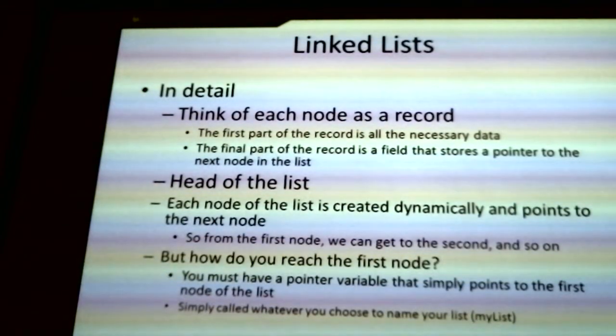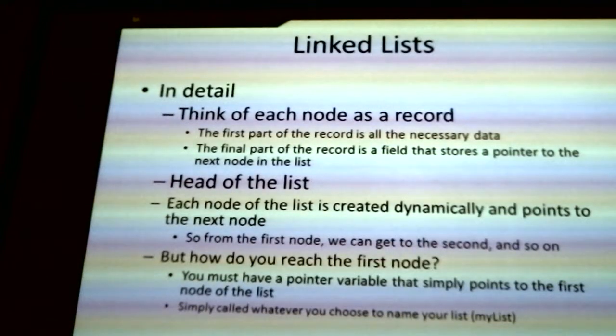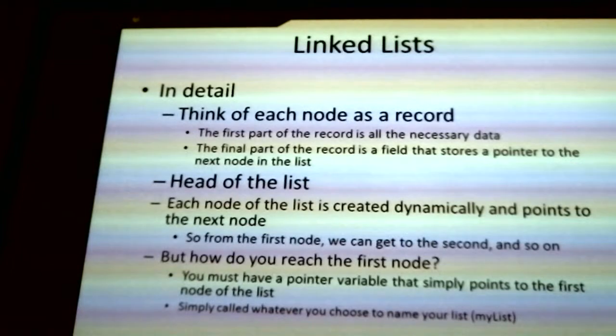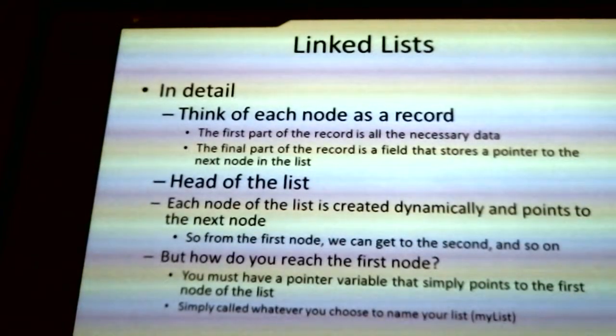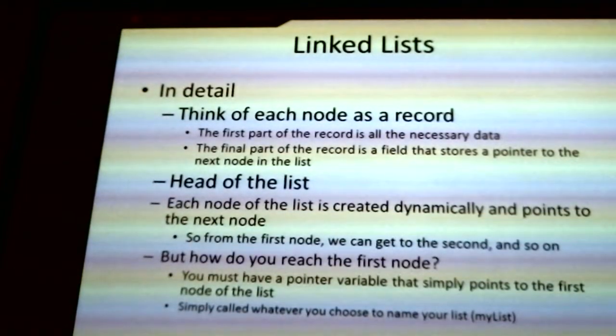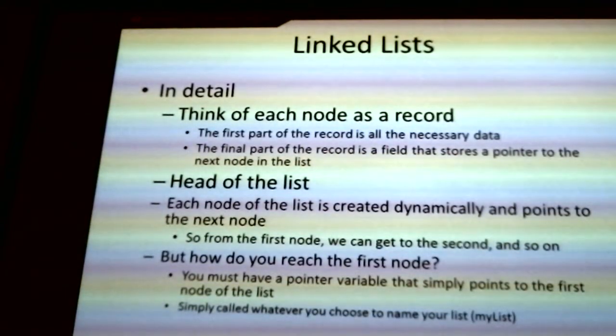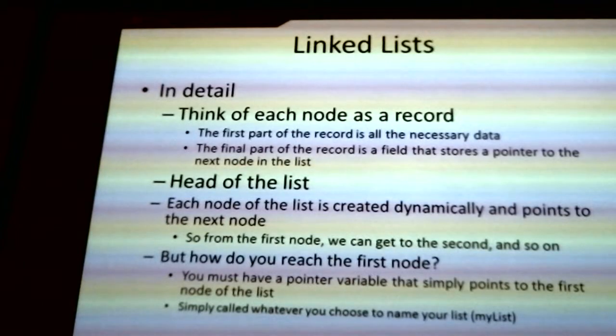It just has information that's all about something. So the first part of our record is all about data, okay? And then the second part of our record says, hey, where is the next node in my list? So that's always part of your record, so that you know where the next guy is at.